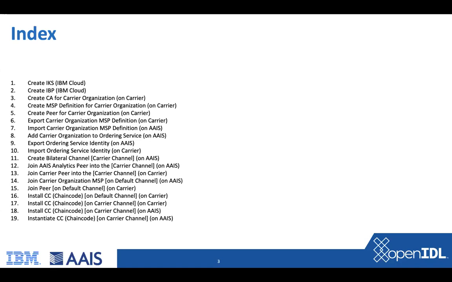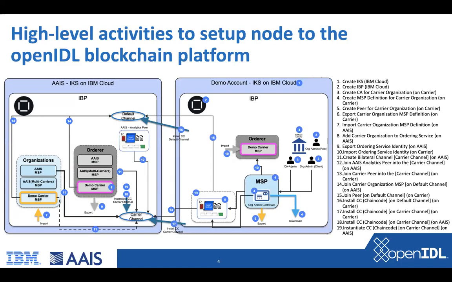Before going into the live walkthrough, by the way, these are all the steps that we are going to do. And before getting into the steps to stand up the node, I would like to give a high-level view on what the activities look like and how they are related. So with step one, we will start with creating a Kubernetes cluster and then create an IBP service instance. Then the created IBP service will be provisioned on top of the Kubernetes cluster that we created.